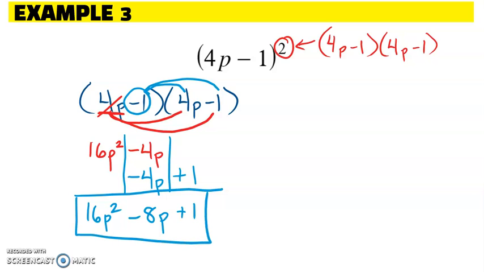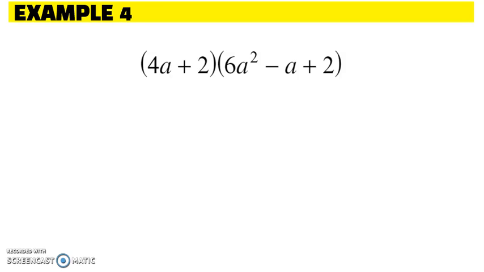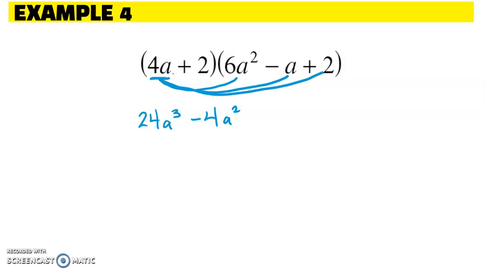All right, let's try one more. Here we go. Okay, same process, no matter how big the polynomials get. Okay, so distribution. We're going to do the 4a times everything in the other parentheses. So 4a times 6a squared is 24a cubed. A times a squared, this is now a cubed. 4a times -a is -4a squared. A times a. 4a times 2 is positive 8a. Okay, I've multiplied 4a times everything.